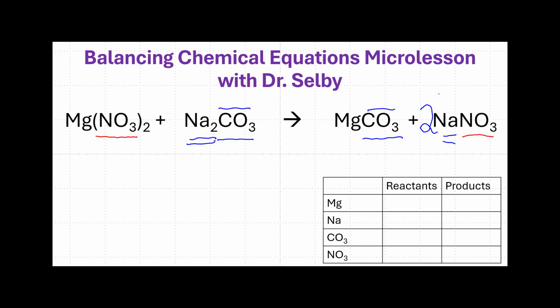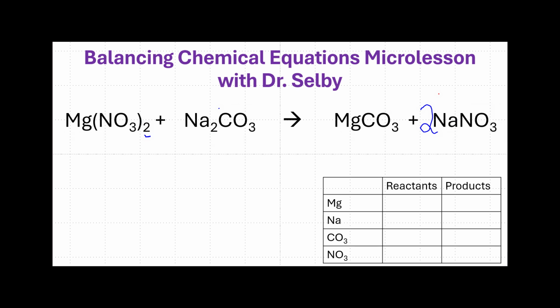So I have 2 times this entire group. That's 2 nitrates in the products. And this 2 means I have 2 nitrates in the reactants. So now let's look at magnesium. I have 1 magnesium in the reactants. I have 1 in the products. So this is balanced. And let me clean this up for you a little bit.